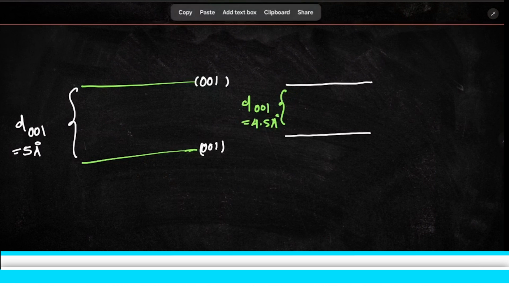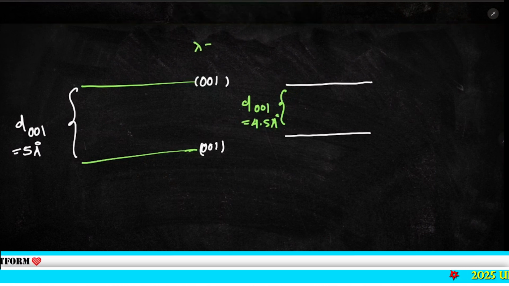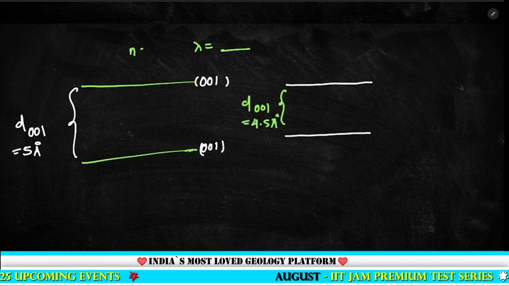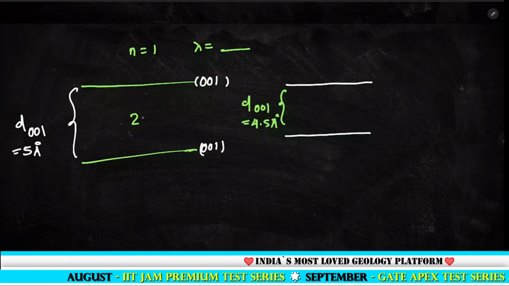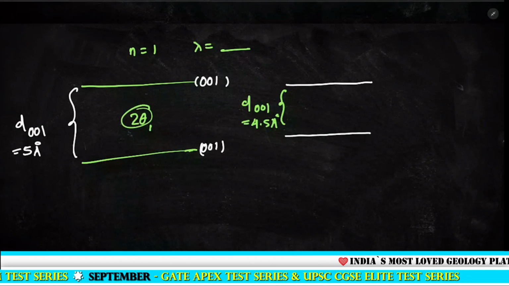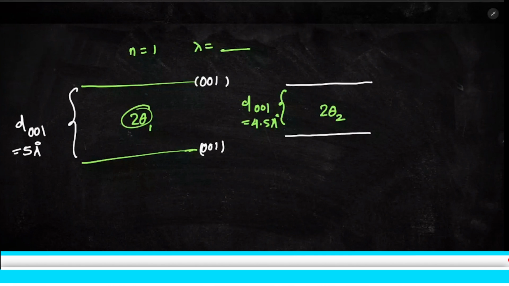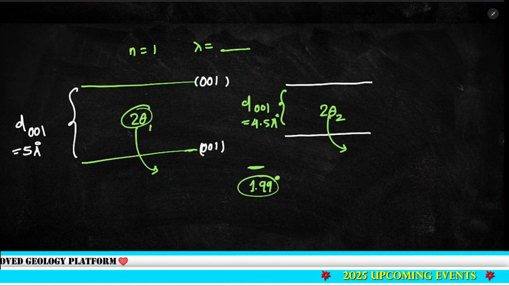Now in these cases, the lambda is basically fixed. What is the lambda, anybody? 1.54 something, so it is fixed. Okay, so n is basically 1, so in these cases you will get 2 theta, let us say 2 theta 1, and in this case you will also get 2 theta 2. So the question asks what is the deviation in the shift, what is the shift in the 2 theta angle. So we take the difference of the 2 theta angles we get here, and that will be the answer, 1.99 degree. Is it clear?